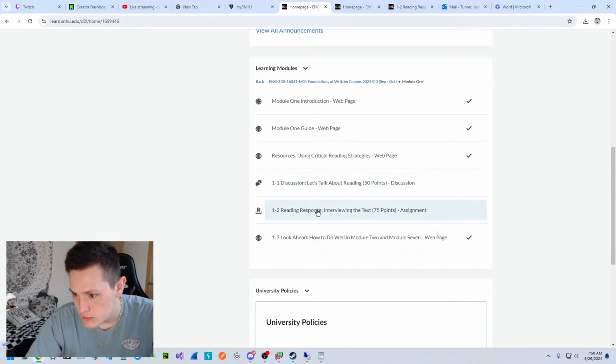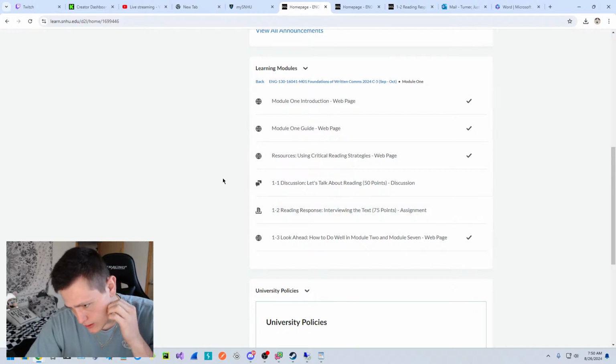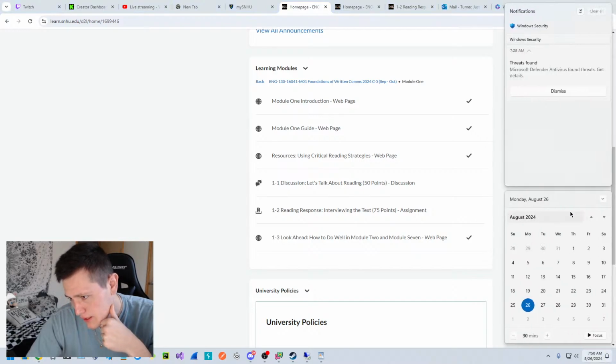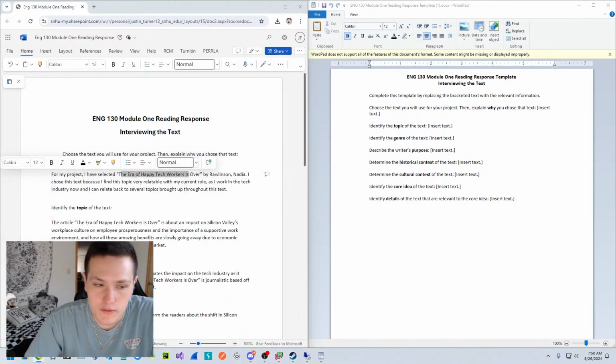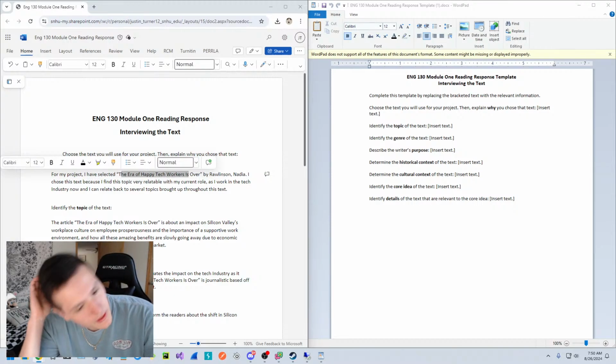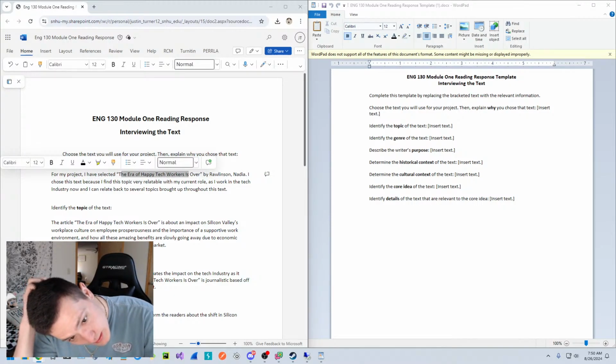I feel like the discussions will be stupid easy. The reading response, I don't know how easy these will be, because it depends on how they want to grade the stuff. I don't know exactly what they're looking for, but they give you a rubric to go off of, so everything's pretty straightforward. I'm not gonna lie though, the math is definitely gonna be a little bit harder, just because you have to have prior knowledge.